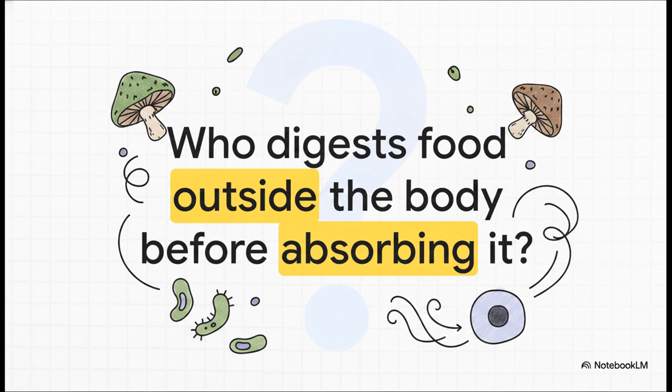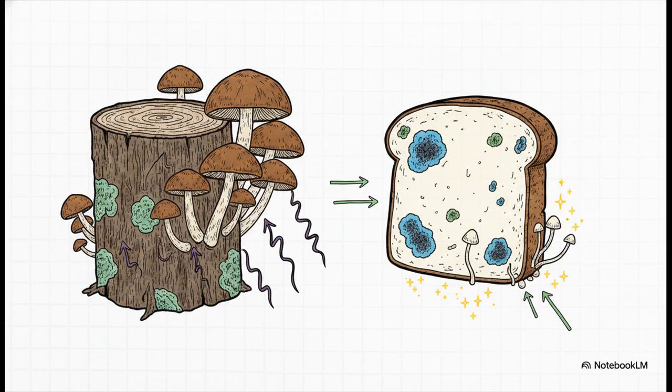Which group of organisms breaks down food material completely outside their body before absorbing it? Think back to those unique heterotrophic strategies we covered. And the answer is the saprotrophs. Organisms like fungi, bread molds, yeast, and mushrooms. They secrete chemicals to digest decaying matter externally. Excellent job if you got that one right.